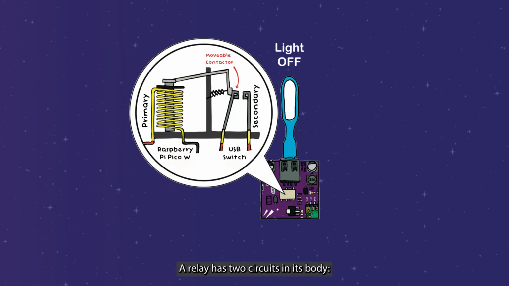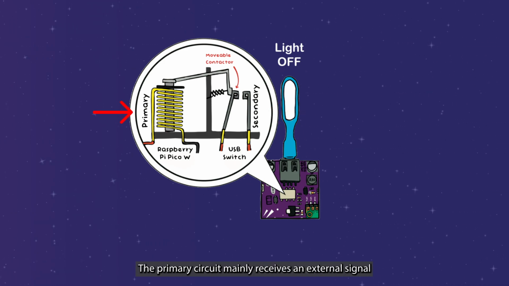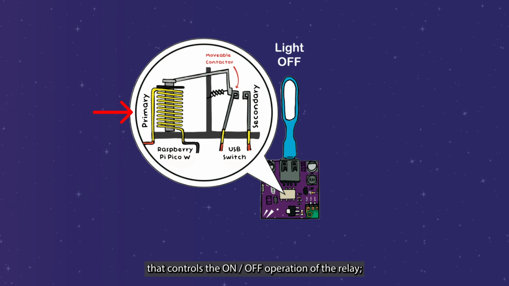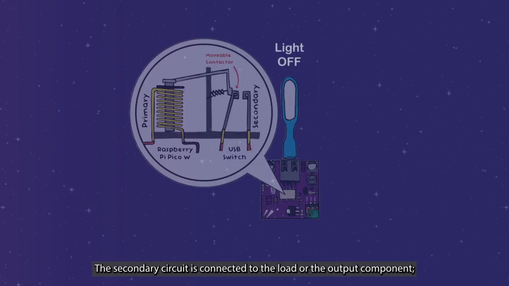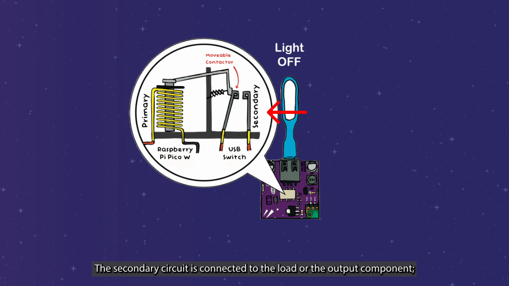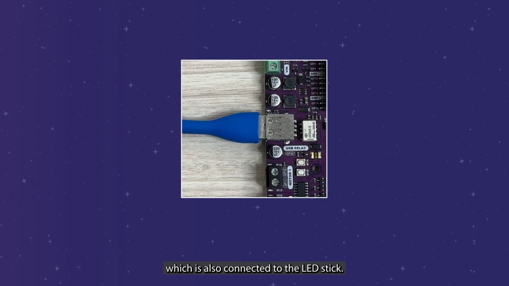A relay has two circuits in its body, the primary circuit and the secondary circuit. The primary circuit mainly receives an external signal that controls the on and off operation of the relay. In this case, it's connected to EDU PICO GP22. The secondary circuit is connected to the load or the output component. In this case, the secondary side is connected to the USB port, which is also connected to the LED stick.